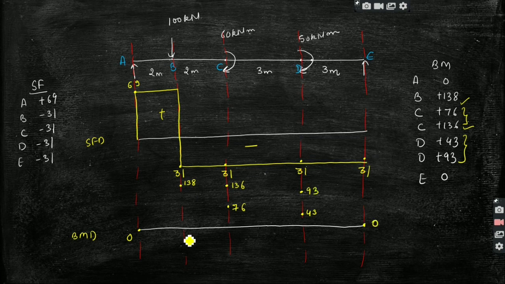Now we will join these. As again there is no UDL or UVL, we will use only inclined lines for the bending moment. We join from 0 to 138. Then the bending moment drops to 76, so we join 138 with 76. Then it jumps up to 136 at the same point, C. Then from C it drops to 43. Then from 43 to 93 and to 0. So this is the bending moment diagram for this question.